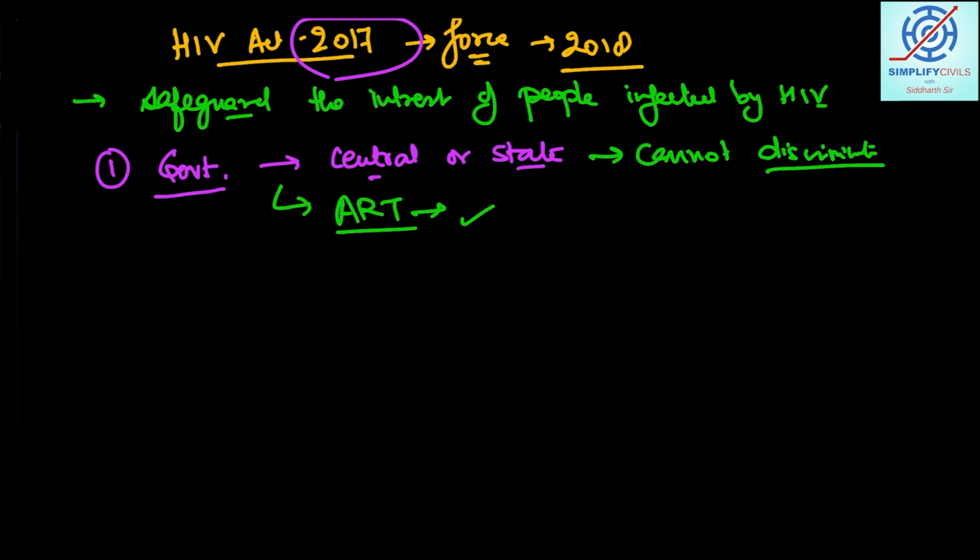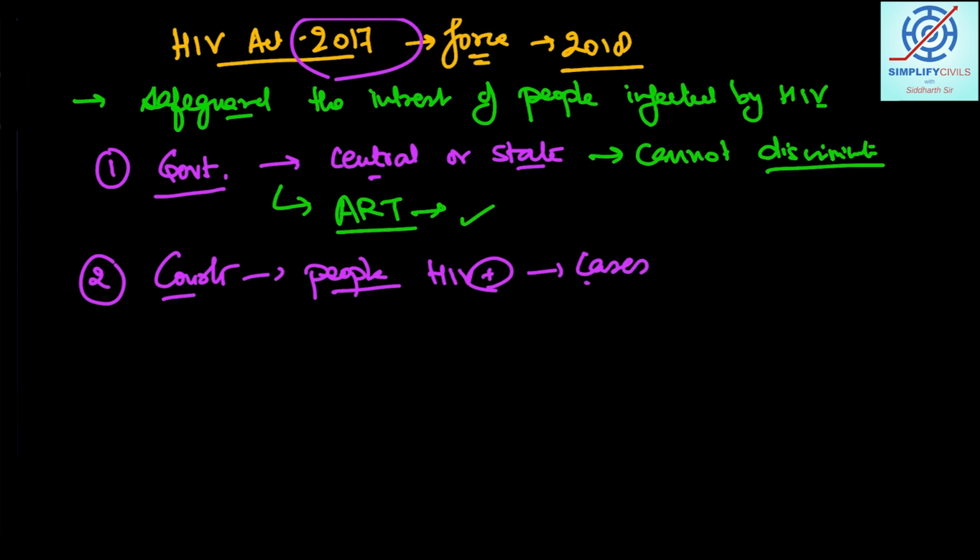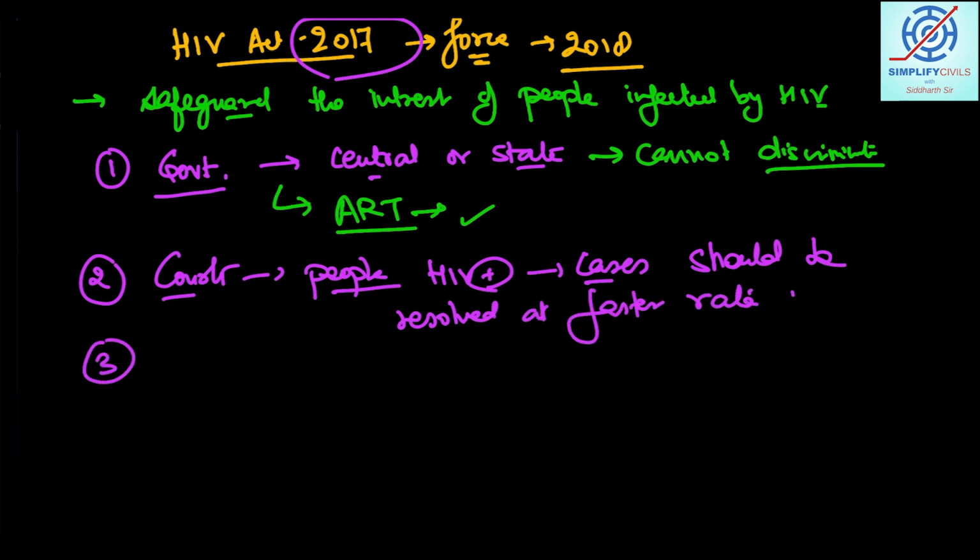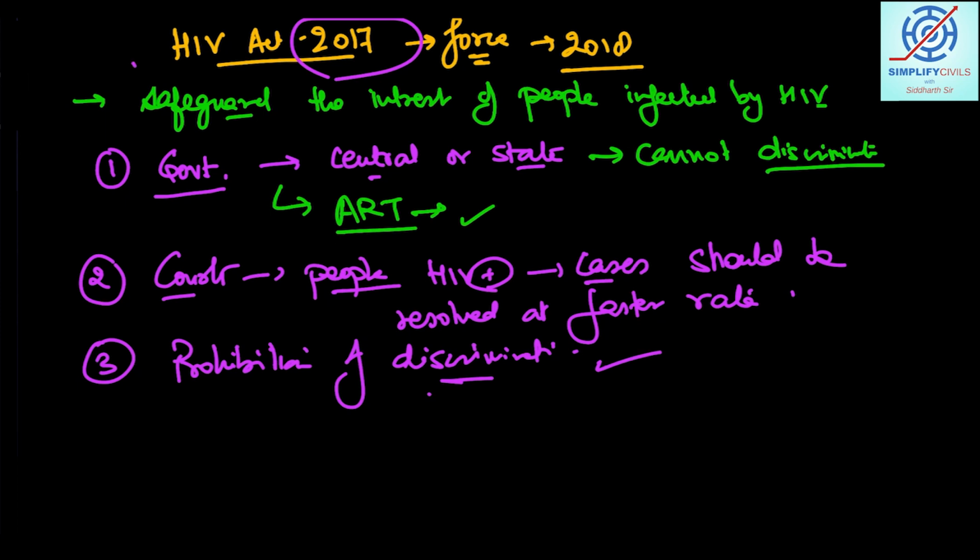Another provision was basically for courts also, that cases of people who are infected with HIV or who are HIV positive should be resolved at a faster rate. Okay. And the third provision was with respect to prohibition of discrimination. So these are the basic points that are covered in this particular act.